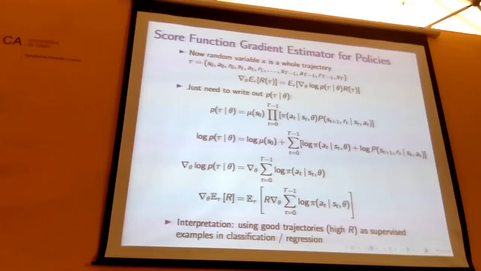So in reinforcement learning, it's not like supervised learning because we don't know what the right actions to be taken are. So we have to just do trial and error. And every once in a while we get lucky, and then we use those lucky examples as supervision. That's sort of what policy gradient methods are doing.